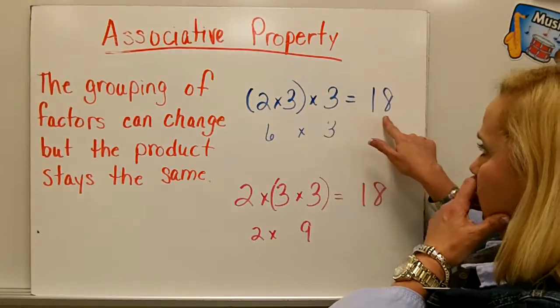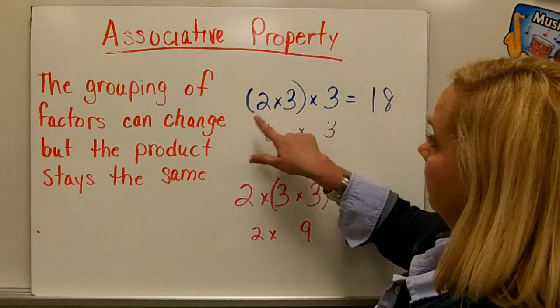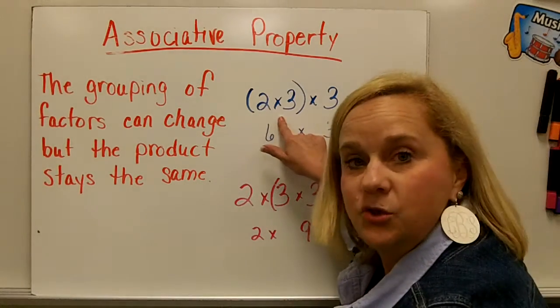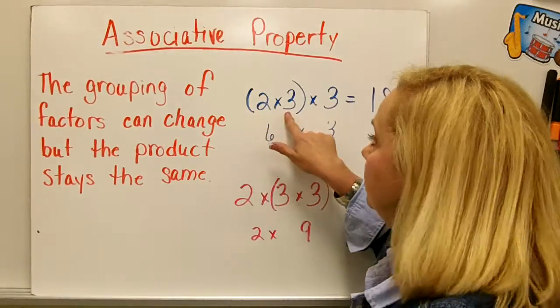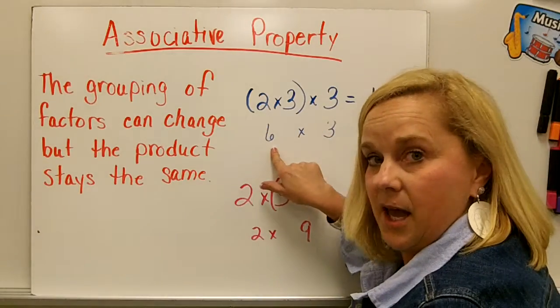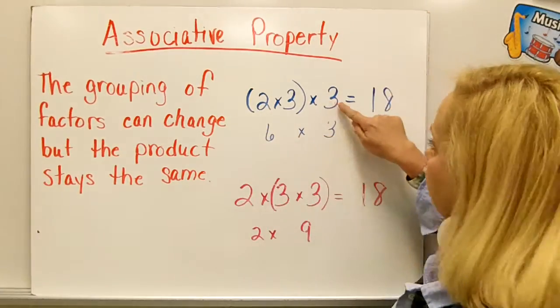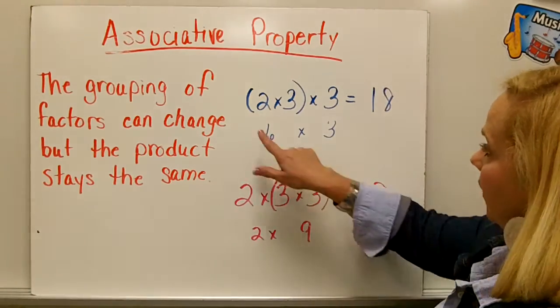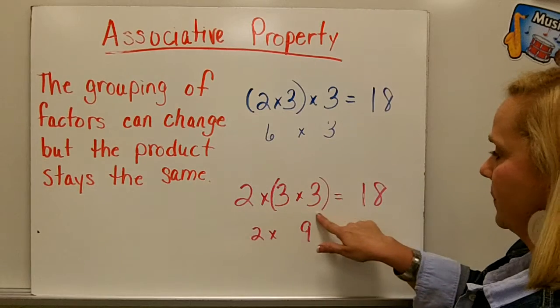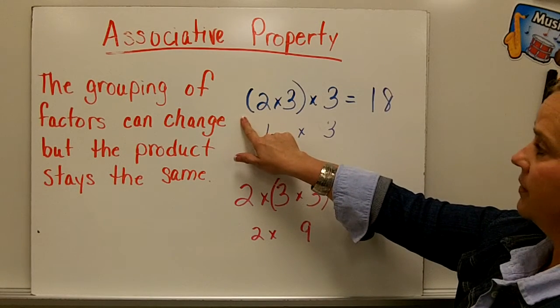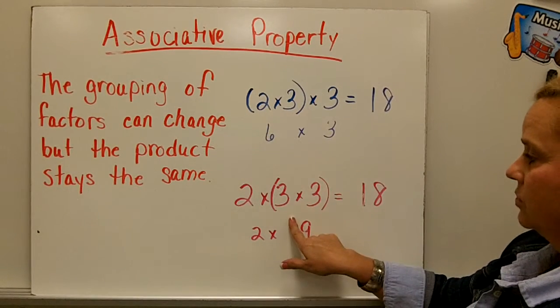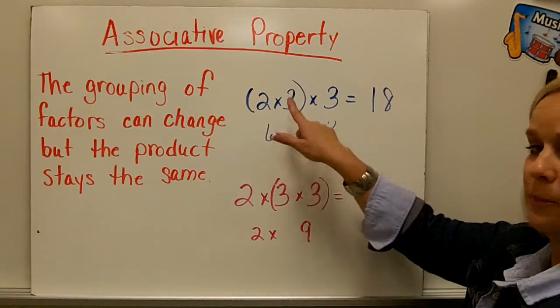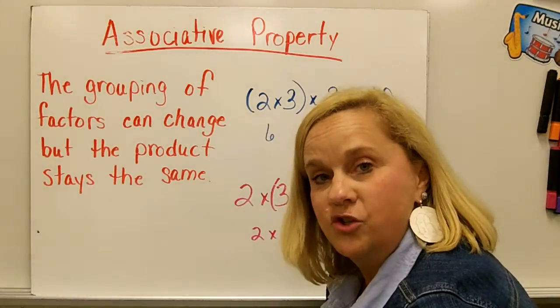Times 3 equals 18. So if I'm working this problem, I'm going to work the 2 times 3 in parentheses first, and 2 times 3 is 6. And then you're going to multiply that times 3, it equals 18. Now notice my problem here. I have exactly the same numbers, but I've just moved the parentheses from 2 times 3 to 3 times 3. So I've changed my parentheses, but I did not change the number.